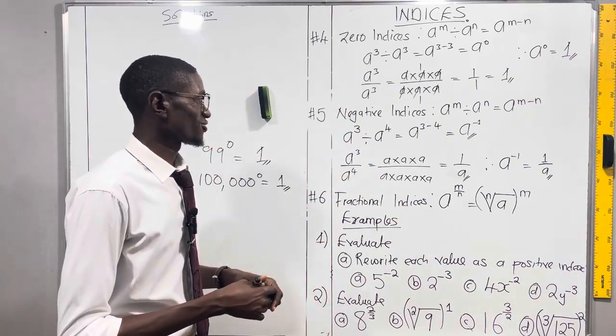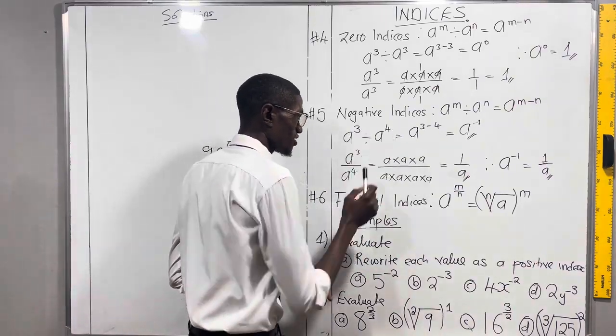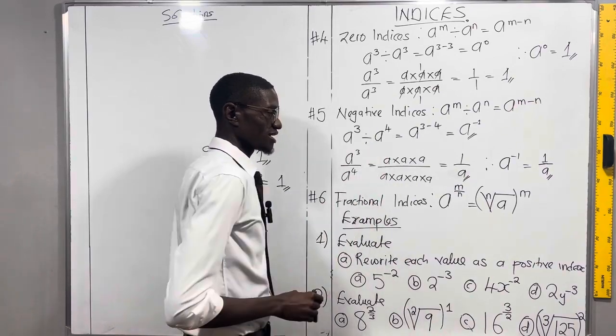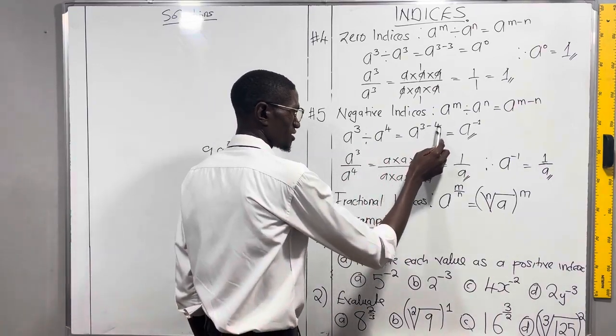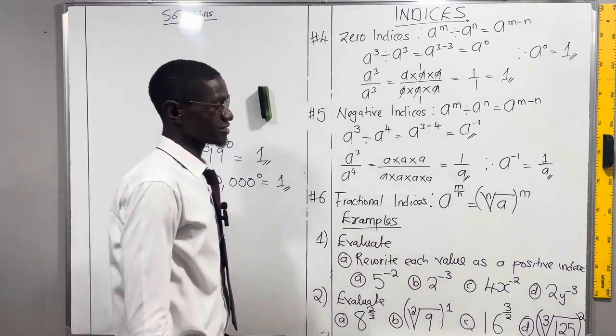This is the stage. So now let's say you're dividing a to the power 3 divided by a to the power 4. Since the bases are the same, we're going to subtract the powers, so it's going to be 3 minus 4. 3 minus 4 gives you a negative 1 there as the power.